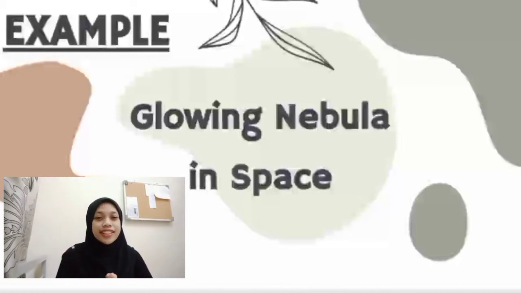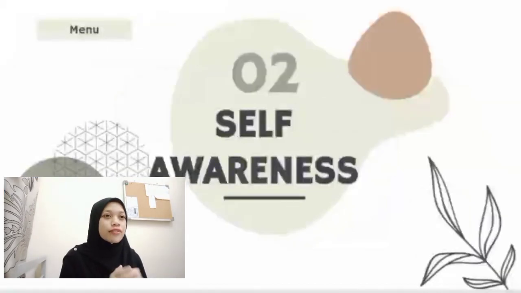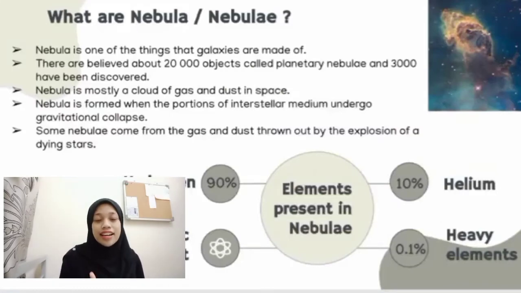Do you know what a nebula is? A nebula is one of the things that galaxies are made of. The other things are like stars, black holes, and much more. Astronomers believe there are about 20,000 objects called planetary nebulae, and 3,000 have been discovered. Actually, a nebula is mostly a cloud of gas and dust in space, and the basic element present in a nebula is hydrogen with 90%, followed by helium with 10%, and other things.